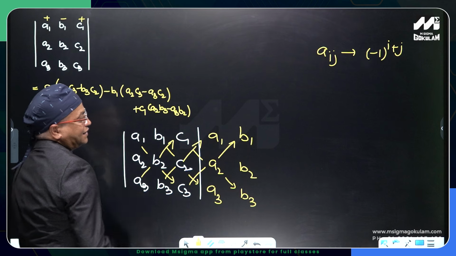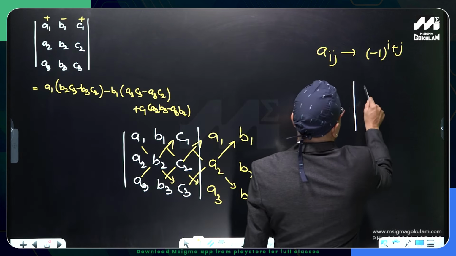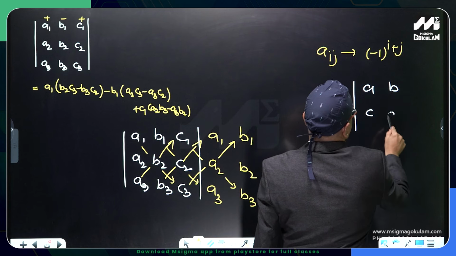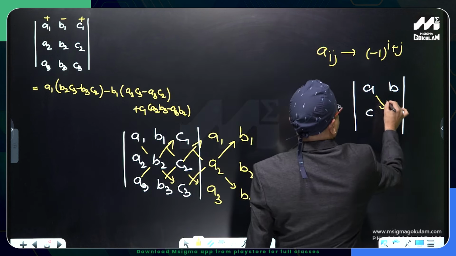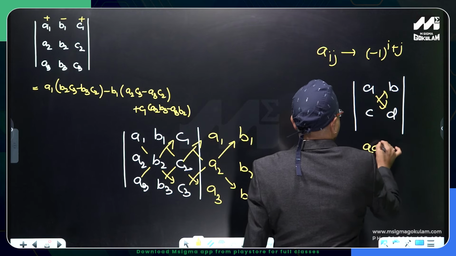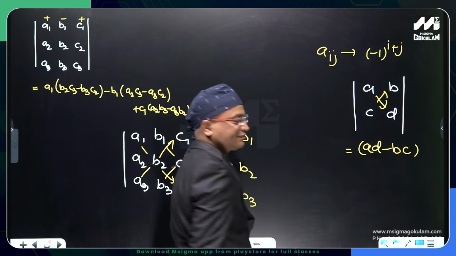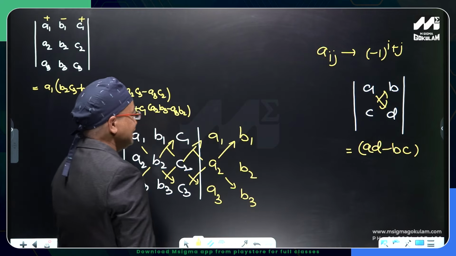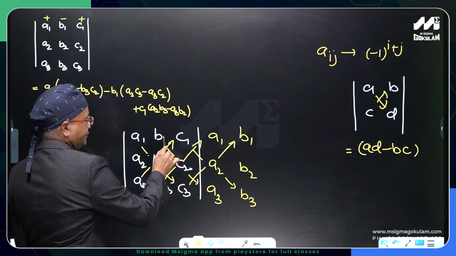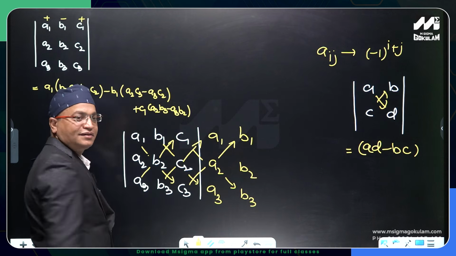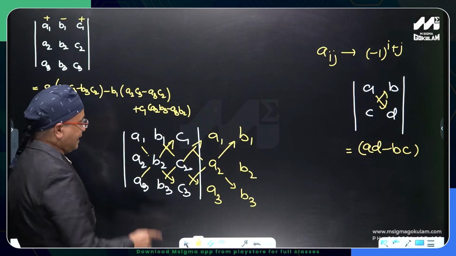Then you observe. In the case of a 2 by 2 determinant, you know this: a, b, c, d. We take only one cross multiplication: a d, the down component, minus b c, the up component. a d minus b c. Like that here, 3 down, 3 up. Down components you take with a positive sign after multiplication.